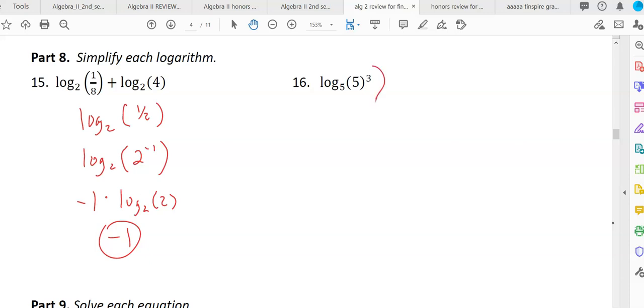Same thing here. This should be in parentheses, by the way. So we can move that 3 out to the front. 3 times log base 5 of 5. 3 times 1 is 3. We have the answer.